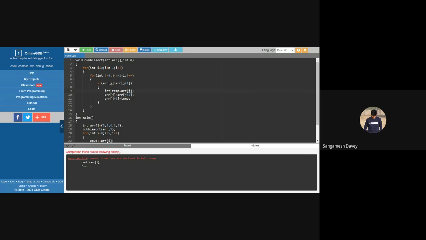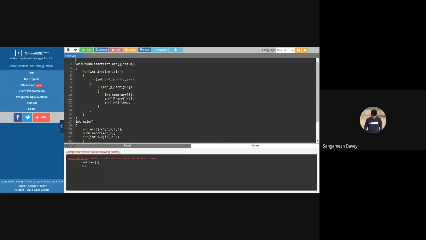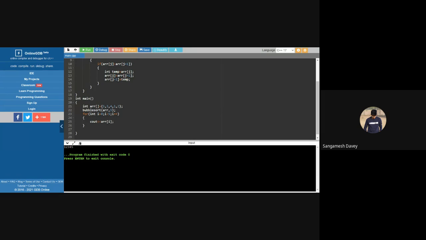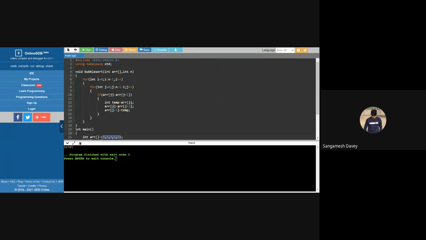But the time complexity will still remain the same, since with asymptotic analysis you deal with very big numbers, so that really doesn't matter. So this was the array that I gave, and it's sorted as 1, 2, 3, 4, 5. Cool. Now we'll jump to the next one, which is insertion sort.